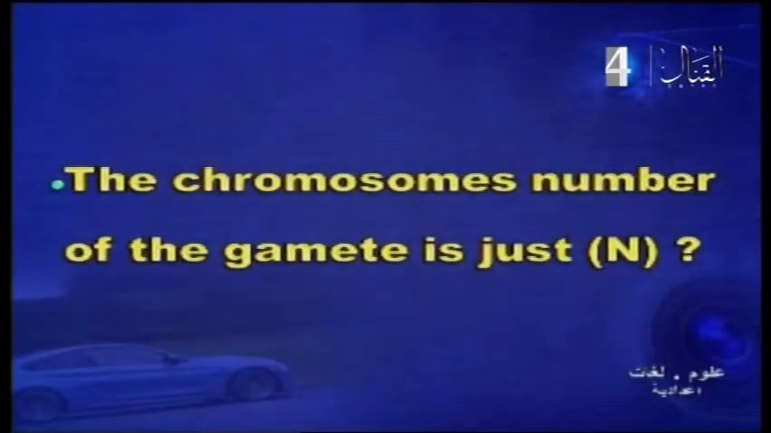The chromosome number of gametes is just n. Somatic cells or normal cells include 2n chromosomes. 2n in human means 46 chromosomes, but gametes, like the sperm of male and ovum of female, contain just n, or half the number of chromosomes, which in human is 23 chromosomes. What is the reason? Try to think.